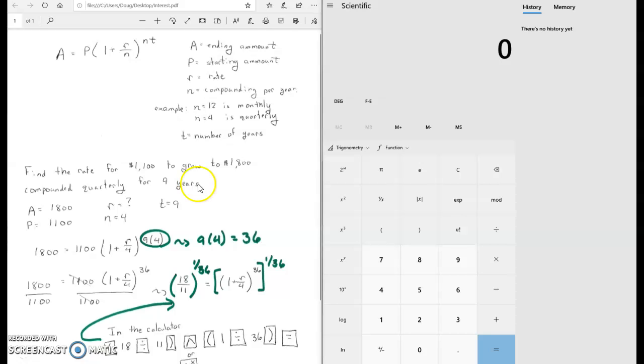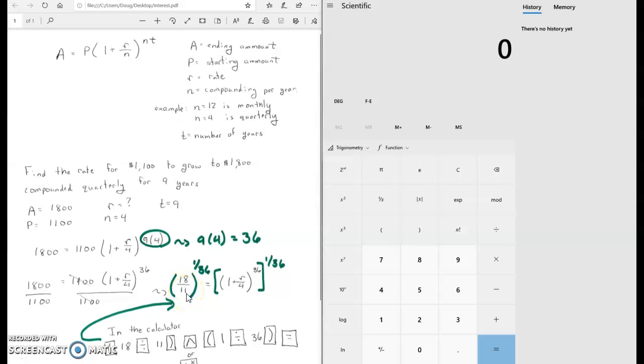Now we simply plug our numbers into our formula up here, and that gives us this here. So I'm going to go ahead and simplify first my exponent. And so I'm going to take the 9 times the 4, and 9 times 4 is 36. Then we're going to divide both sides by 1,100 to get rid of that. And I'm going to reduce this 1,800 over 1,100 down to 18 over 11.